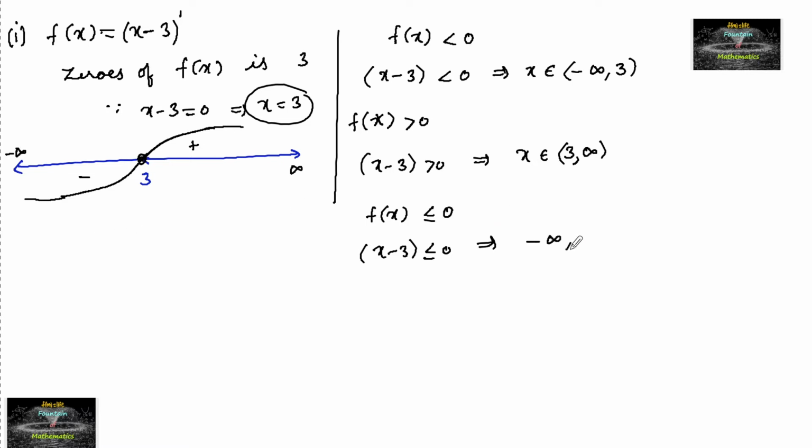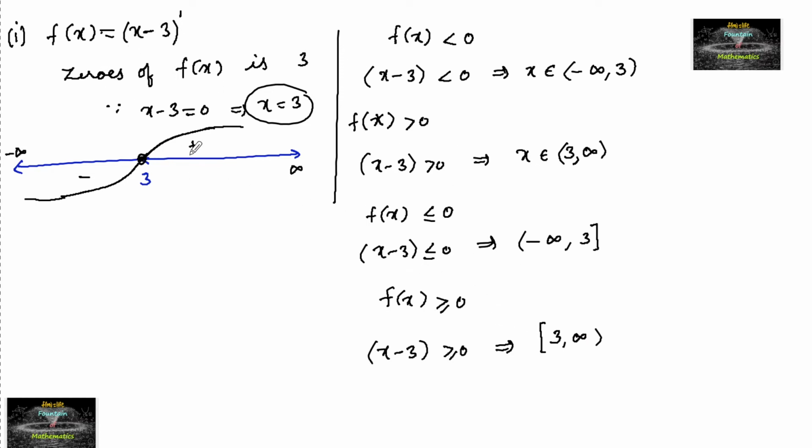So from minus infinity to 3, including 3 also. So we can include 3, up to 3. And if f of x is greater than or equal to 0, that is x minus 3 is greater than or equal to 0, then in such a case the answer can be taken as 3 comma infinity. 3 can be included. It's an open interval at infinity. So this is how we can find it for a single linear factor.